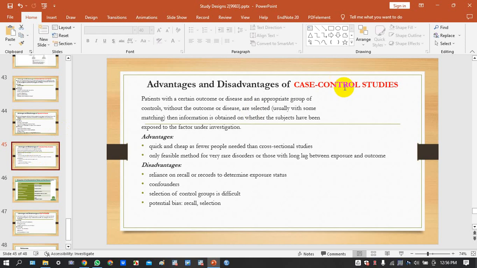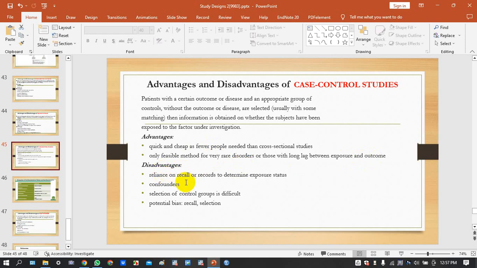So, advantages of case control studies. Let's look at case control study advantages. Case control studies are quick and cheap, as fewer people are needed than in cross-sectional studies. So in a case control study, you don't need many people. It is the only feasible method for very rare disorders or those with a long lag between exposure and outcome. So this one is for rare disorders. It's not a common disease, and you use case control.